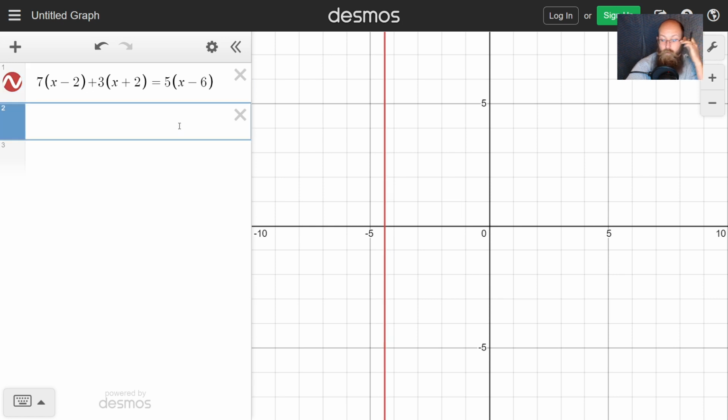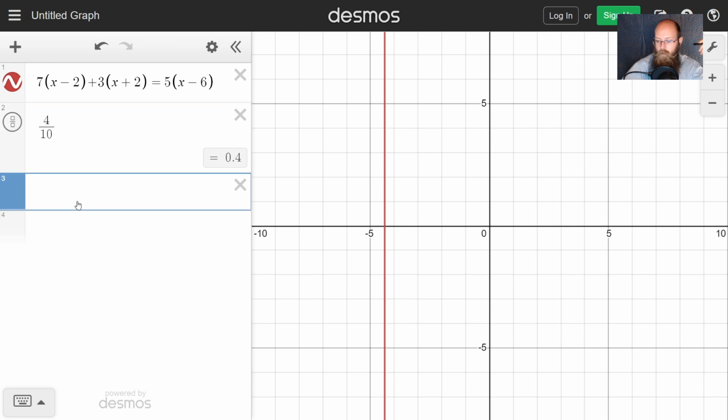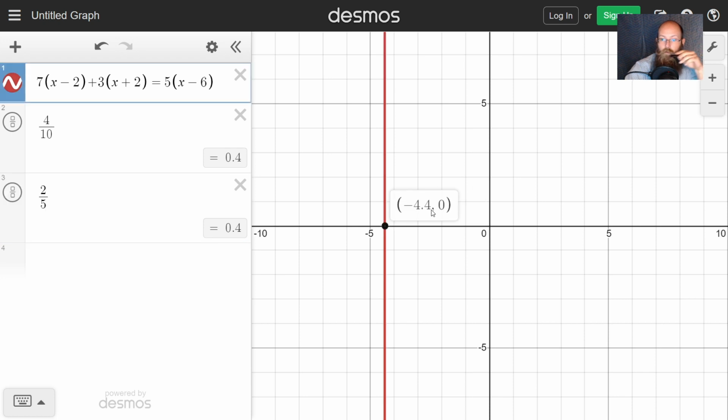I'm going to guess and check. Let's see, 3 over 5. Ooh, 0.6. It's too big. Okay, what about 4 over 10, right? Because it was tenths. But can I simplify this? What about 2 over 5? That gets me 0.4. What did I want? I wanted 0.4. Good. So this is a negative 4 and then 2/5.